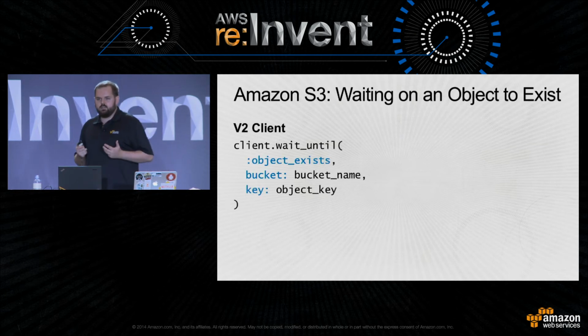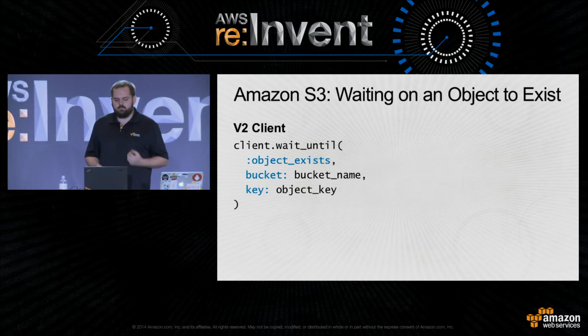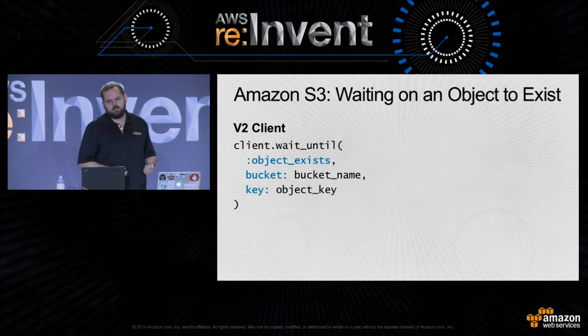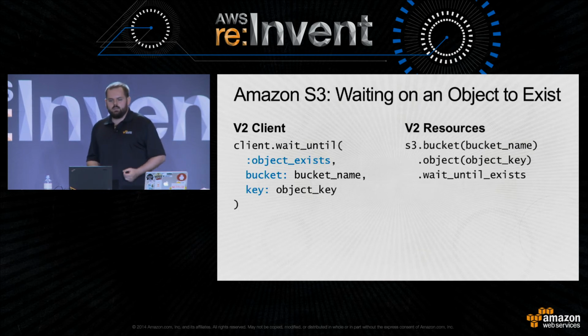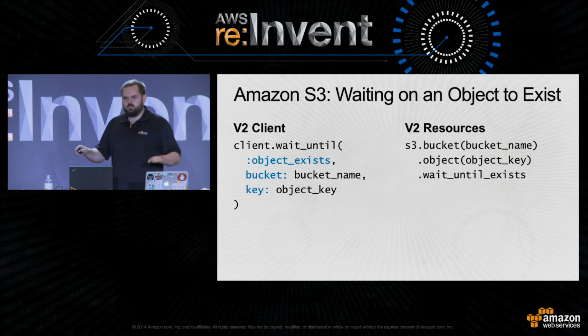Using the client, it's simple. As we've seen before, you give it the bucket name, you give it the key, and we have a built-in waiter to do this. Using V2 resources, it's much the same. Because the bucket and the object provide for you the bucket name and the key, it's just plumbed right into that same client call. These two lines are equivalent.